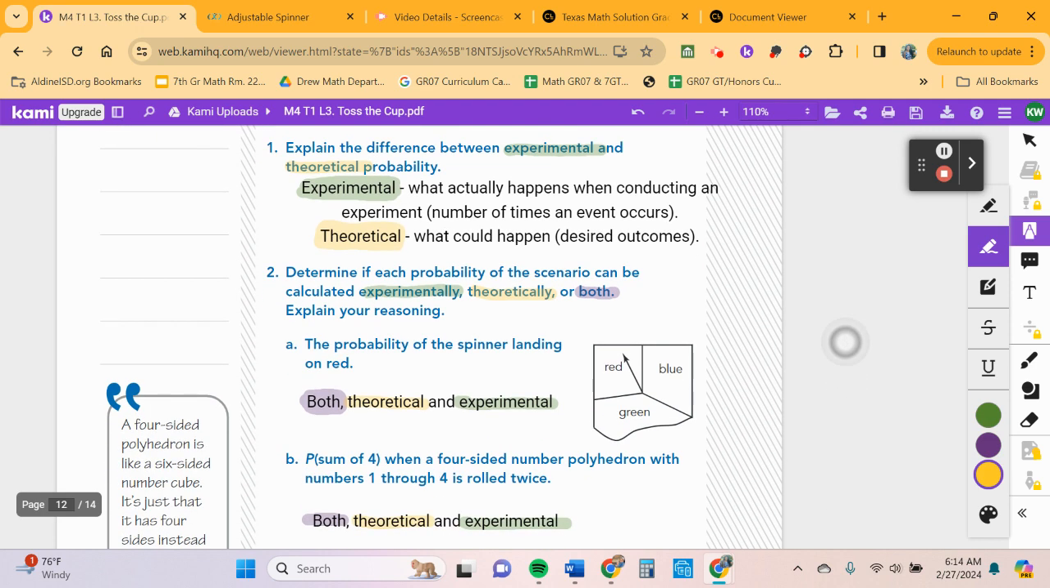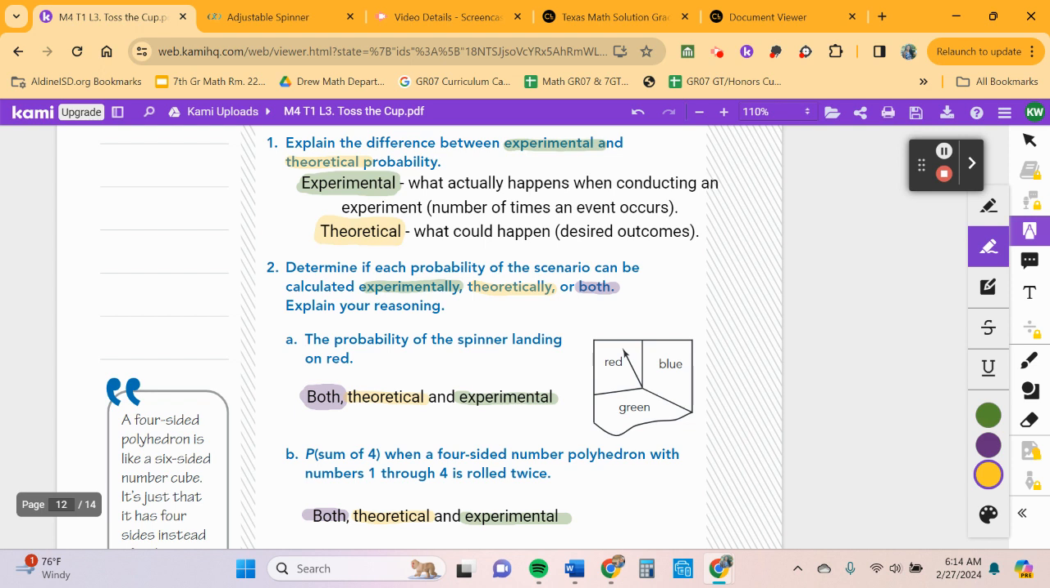For 2B, also, both theoretical and experimental. If I have a four-sided number cube with numbers 1 through 4, I can make a prediction using the sample space to find theoretical probability. And I could also physically roll that dice or roll the two dice, because it does say when it's rolled twice, to find experimental probability.